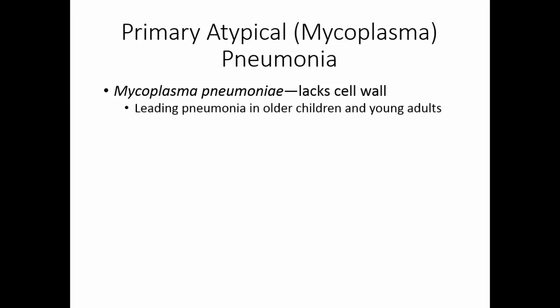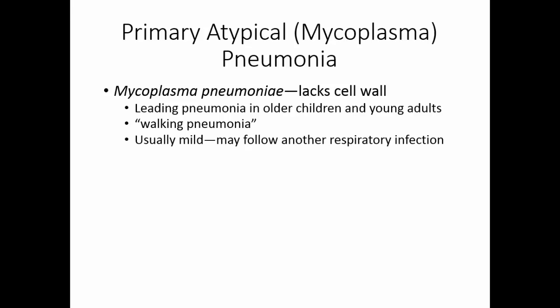Another pneumonia is primary atypical pneumonia, or mycoplasma pneumonia. This is caused by Mycoplasma pneumoniae. Since this organism lacks a cell wall, there is no gram stain. This is the leading pneumonia in older children and young adults, a population you don't usually think of as having pneumonia. This is what's sometimes called walking pneumonia.